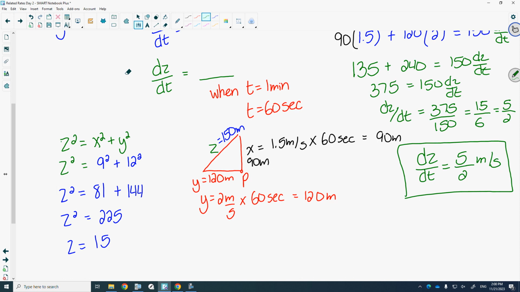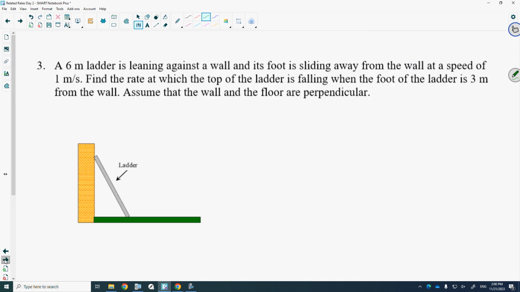You'll have at least 2 to practice. Oh no, let's do one more Pythagorean theorem, the famous ladder question.